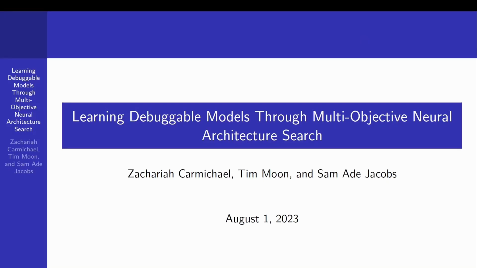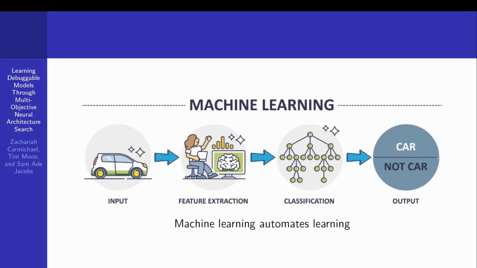Hi, my name is Zachariah Carmichael. For this paper, I'm affiliated with the University of Notre Dame and Lawrence Livermore National Lab. My two co-authors are Tim Moon and Sam A. Jacobs. The title of the talk is Learning Debuggable Models for Multi-Objective Neural Architecture Search. So let's get into it.